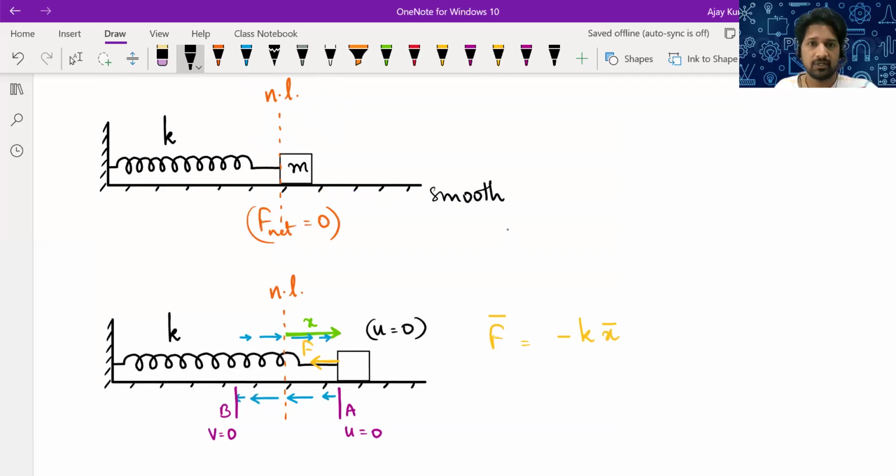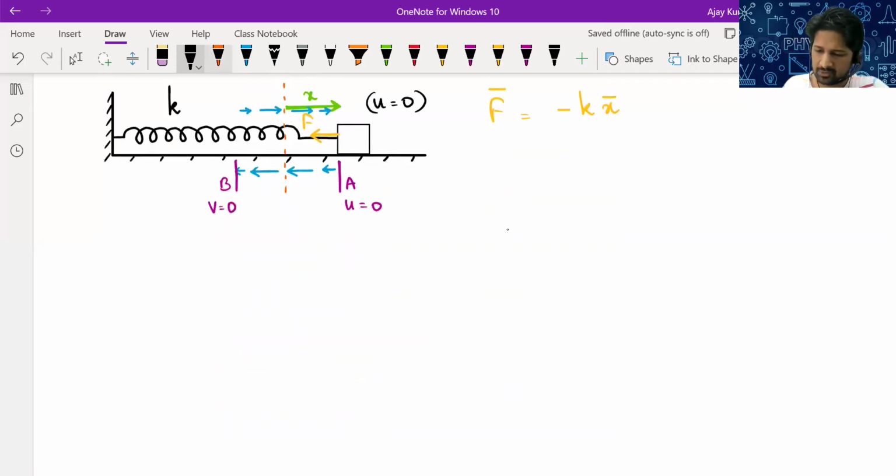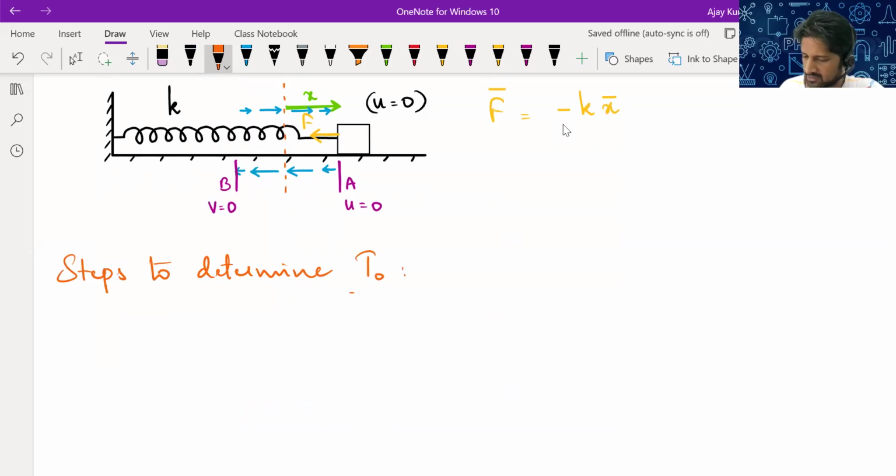How do we derive the time period of oscillation? Remember these steps, all of you. Okay, all three of you have joined. Fine. Steps to determine the time period of oscillation of a system. First thing is you need to check whether it executes SHM or not.